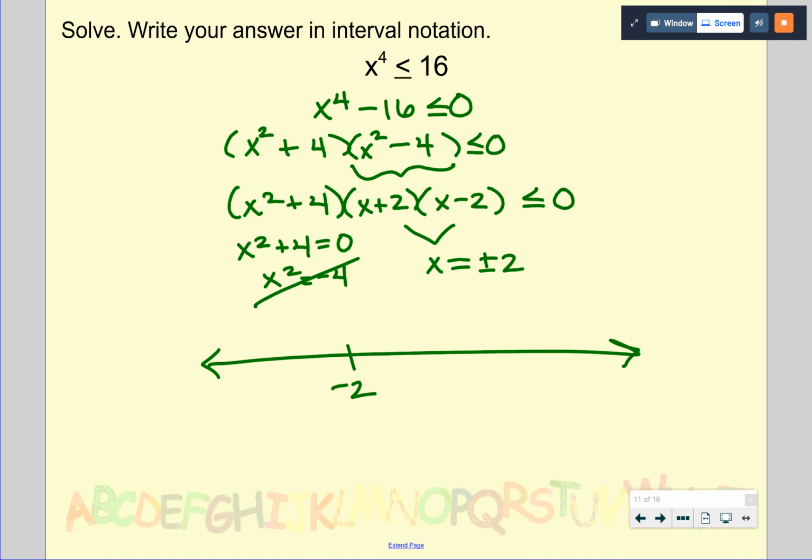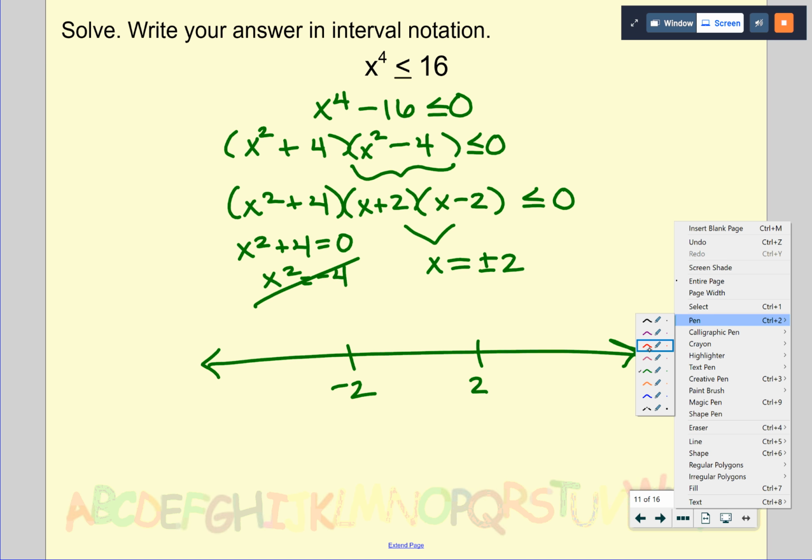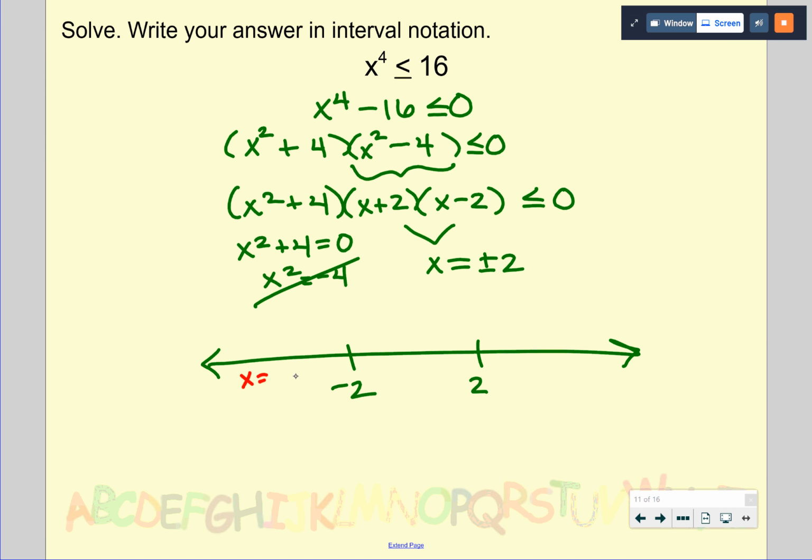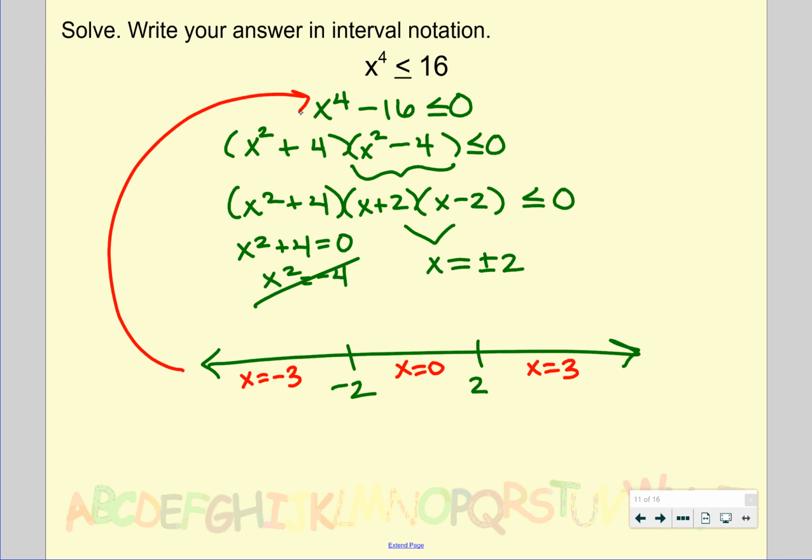Negative 2, positive 2. Pick whatever numbers you want to plug in. If it were me, I might pick like negative 3, 0, and positive 3. Okay, and we are plugging them back in where the equation is compared to 0 there. Again, we're not super concerned with the number itself, just whether it's positive or negative is what we need to know. When you plug negative 3 in, negative 3 to the 4th power, is that going to be positive or negative? It's positive.